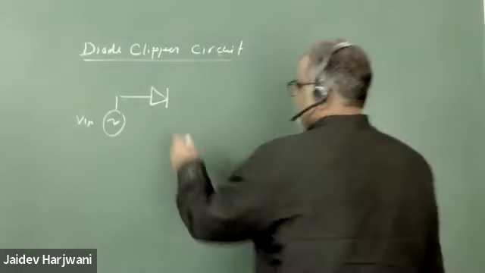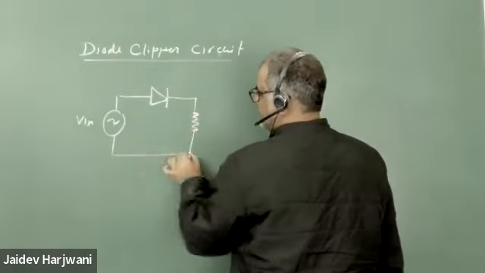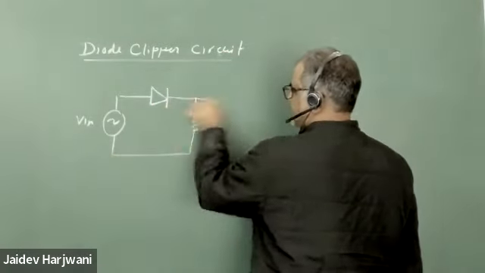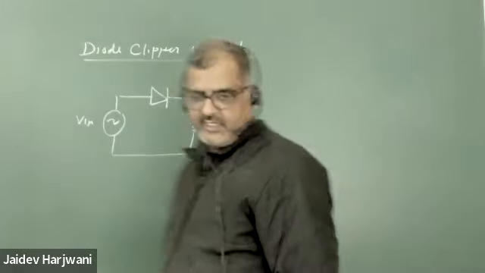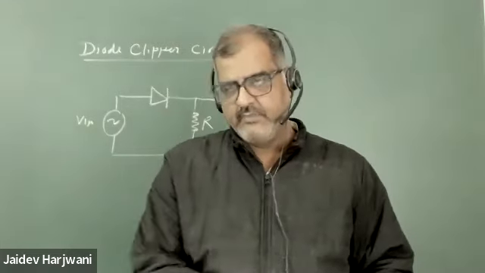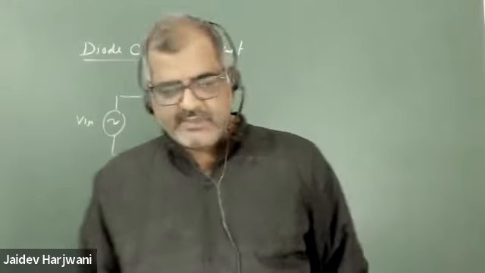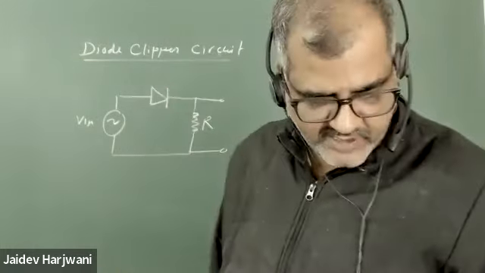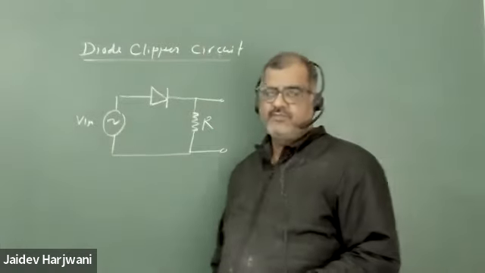Now, what is a diode clipper circuit? You have a resistance R. So this is basically a half rectifier circuit. So a half rectifier is also a clipper circuit, because when you take the output, some portion will be removed. Clipping circuit means they will cut some portion of your input, or distort it.